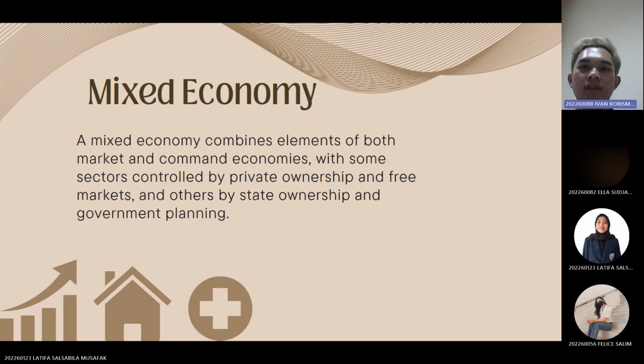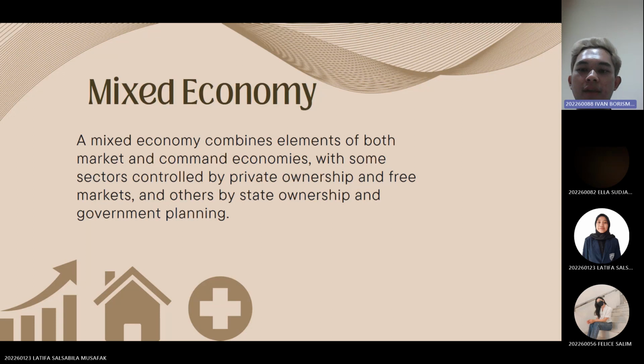The first one is subsidized housing. The government provides financial assistance for the purchase of first homes for people in need. In practice, the construction and sales of these houses are still carried out by private parties. This is an example of a collaborative effort between the government and the private sector in economic practice.